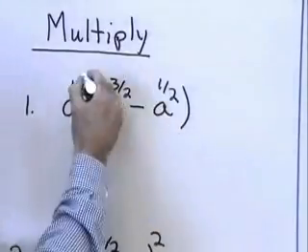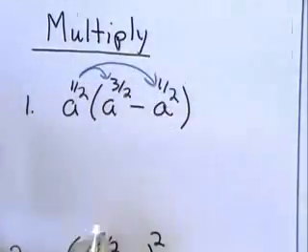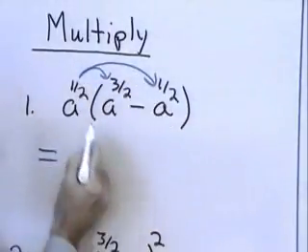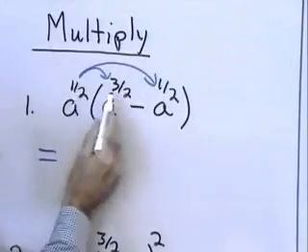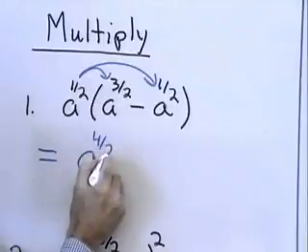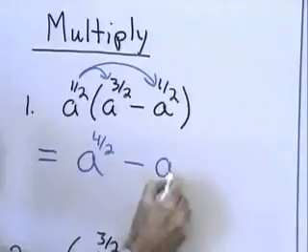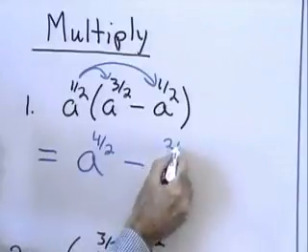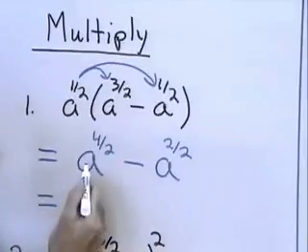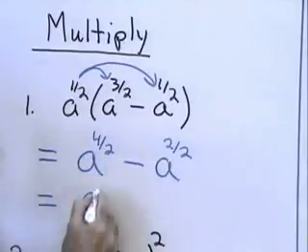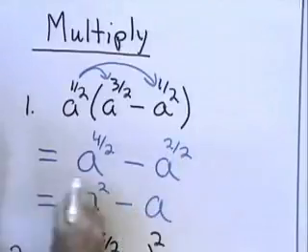I'm going to apply the distributive property to multiply a to the 1/2 times the first term and times the second term. So here I'll have a to the 1/2 times a to the 3/2. I'm going to add exponents. 1/2 plus 3/2 is 4/2. And then a to the 1/2 times a to the 1/2, I'll have a to the 1/2 plus 1/2, which is 2/2. Now I didn't reduce these right here. I'm going to do that in the next step. A to the 4/2 will be a to the second power minus a to the 2/2 is going to be a to the 1, which is a.